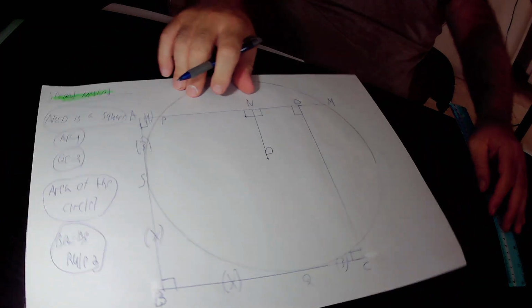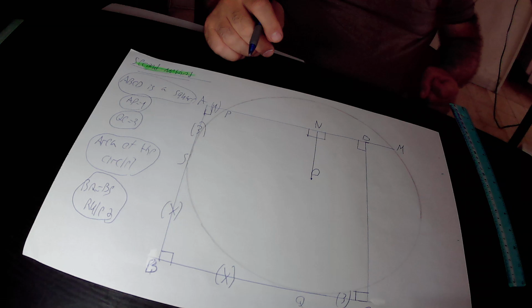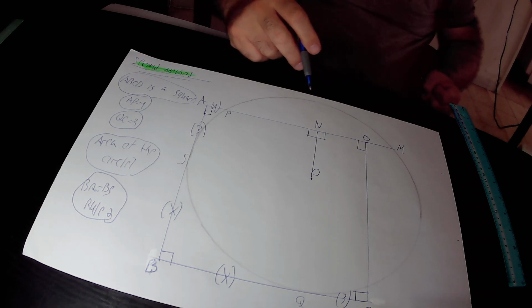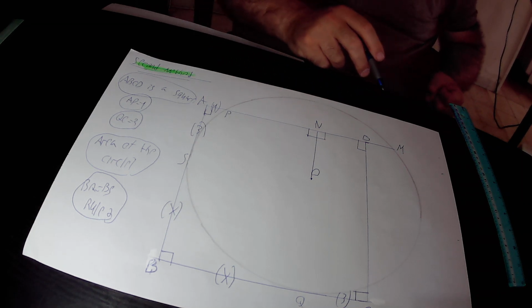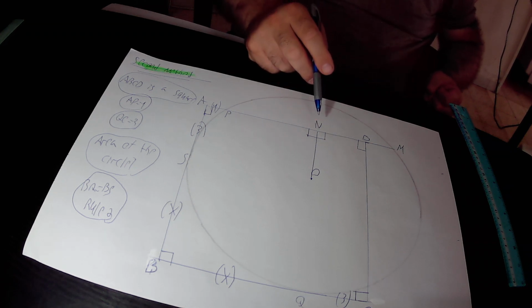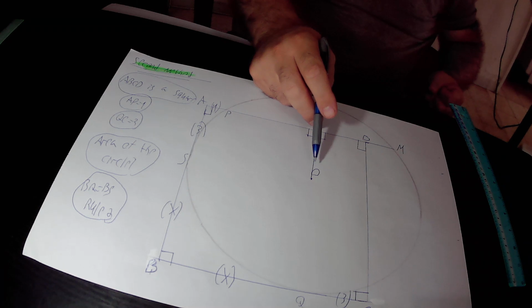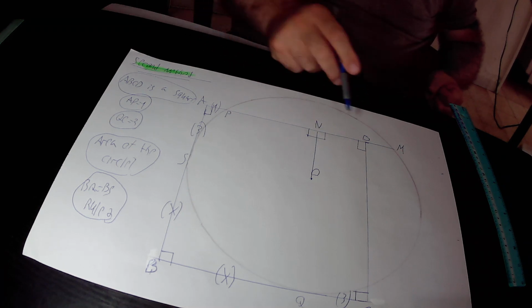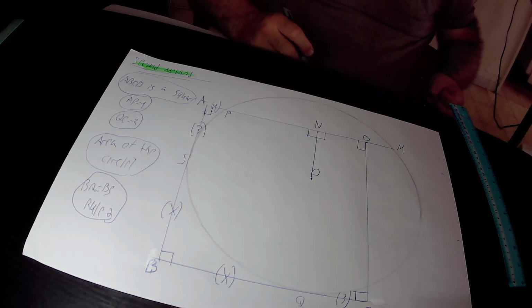So we actually draw perpendicular ON on chord PM. Again, we draw perpendicular ON from the center of this circle, that is to say point O, on chord PM. And for that reason, you can implement here rule 11.